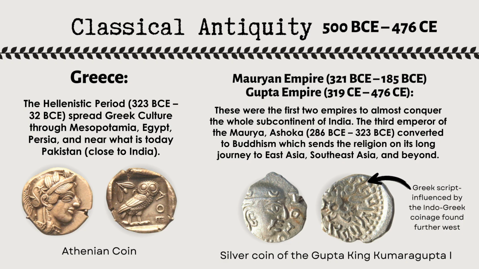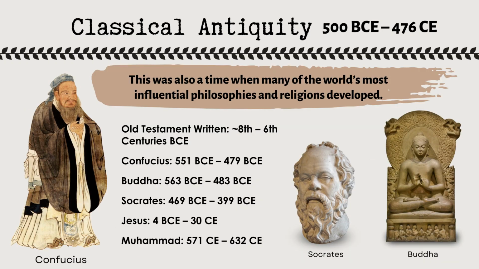Classical antiquity also saw the development and spread of major religions and philosophies. As you look at the traditions on this slide, notice that Hinduism is not listed, even though its roots are extremely old. The speaker notes point out that its beginnings are difficult to date precisely, with early texts appearing between roughly 1500 and 1200 BCE.